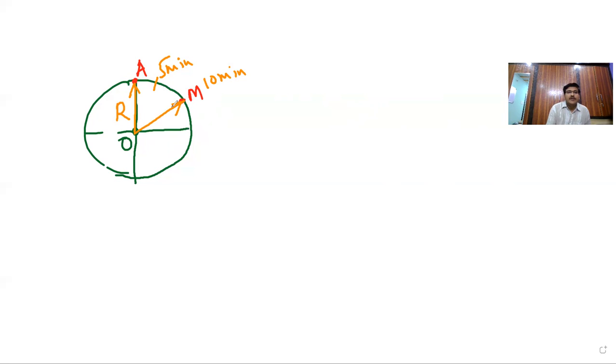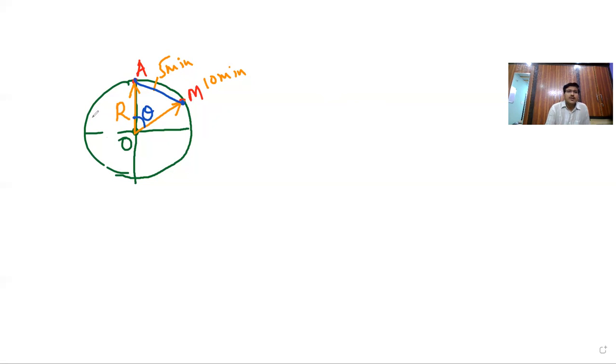Just now we calculated the path length. Now, what is the displacement? Initial point is this, final point is this. The shortest distance between A and M, AM, is a straight line. The displacement is the shortest distance between the initial and final position, or the length of the straight line joining them. That we want. To find out AM, we require this theta angle.